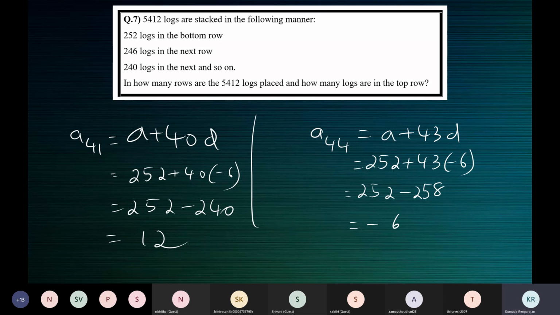5,412 logs are placed in 41 rows and there are 12 logs in the top row. The top row is the 41st row. The bottom row is the first row.